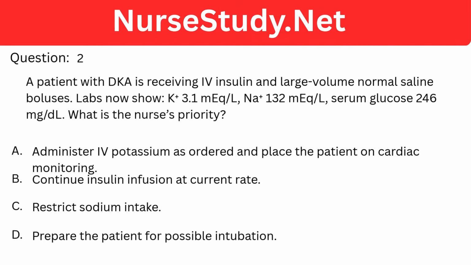Question 2. A patient with DKA is receiving IV insulin and large volume normal saline boluses. Labs now show potassium 3.1 milliequivalents per liter, sodium 132 milliequivalents per liter, serum glucose 246 milligrams per deciliter. What is the nurse's priority?